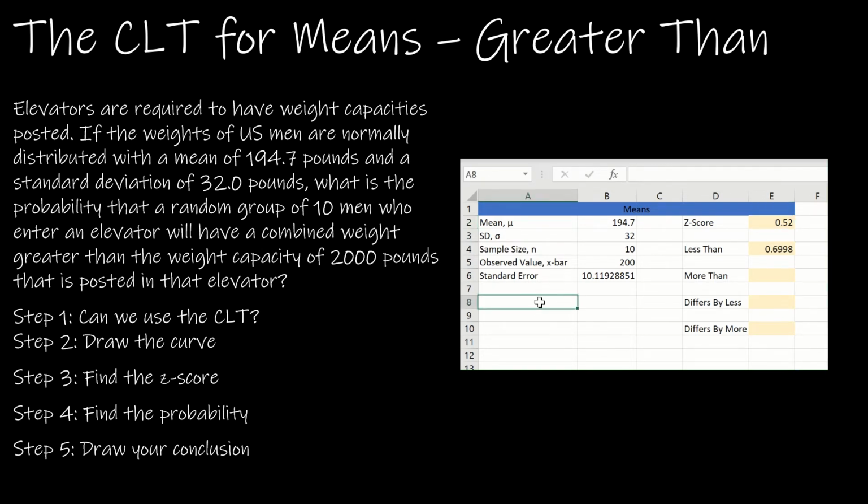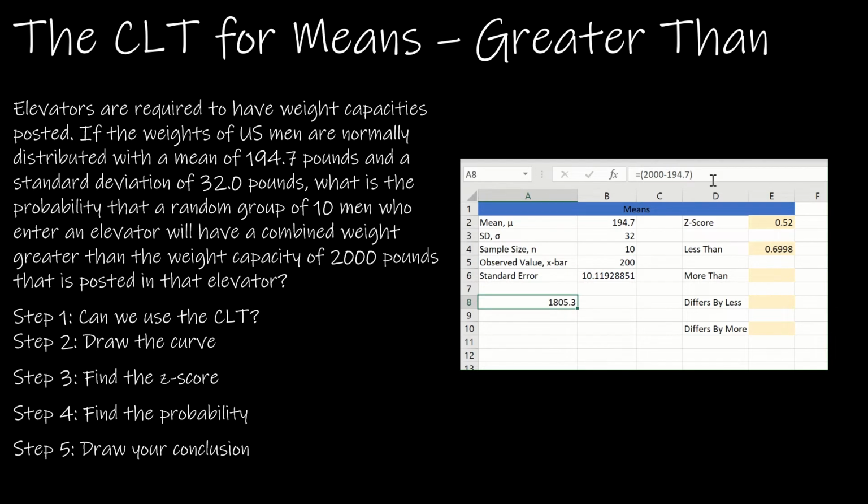Now, I did throw a little bit of extra fun in on this one, and that is when we're finding the z-score. So the z-score is found by taking the observed value, which is essentially 2,000. So let me put a parenthesis around that. And then minus the mean, 194.7. But it's really not going to be 2,000 because we expect 10 men to have a weight of 2,000, which means we're expecting each man to have an average weight of 200 pounds. So if you'll notice here, I've already sort of cheated and put in the 200.